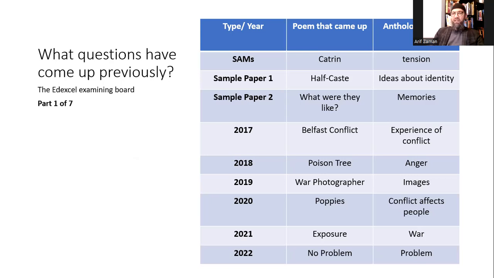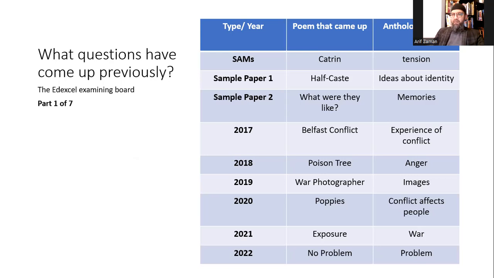Sample paper 2, a poem came up, and the theme was memories. Now, the first GCSE exam paper that was sat, 2017, Belfast, I should say Confetti came up, and it was the experience of conflict. 2018, it was Poison Tree and anger came up. 2019, War Photographer, and the theme about images came up. Very unusual one then. 2020, the poem Poppies was the poem that came up, and the question was around conflict that affects people.